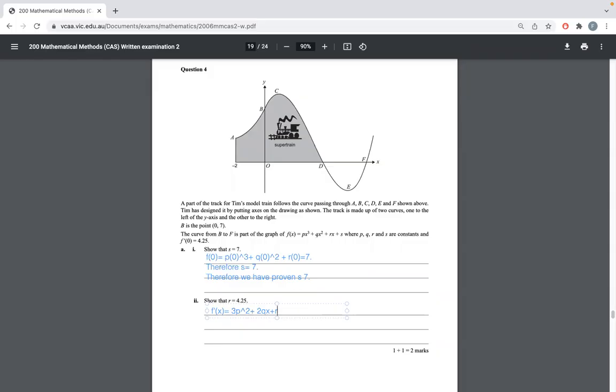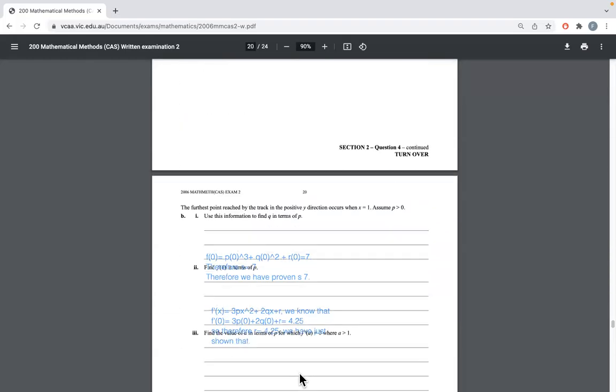So then now therefore, we know that f dash of 0 is equal to, so that'll be x squared there as well, 3p times 0 plus 2q times 0 plus r equal to 4.25. So therefore, r equals 4.25. And we have just shown that. The last statement is always critical to showing that you understand that question.